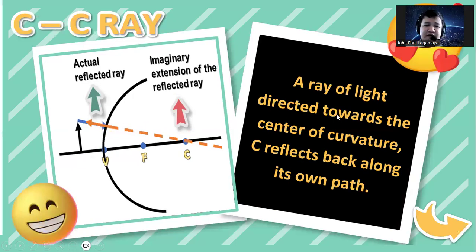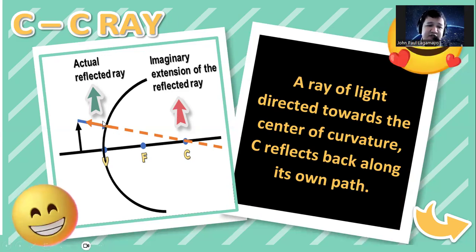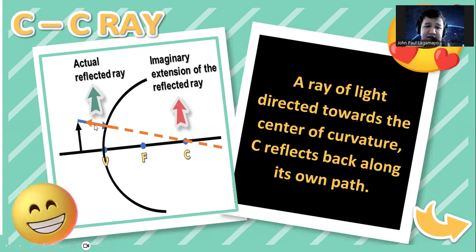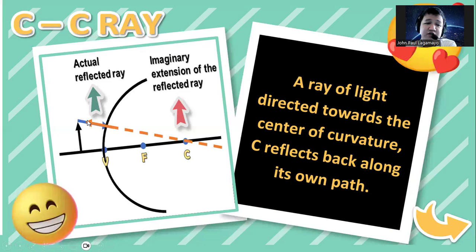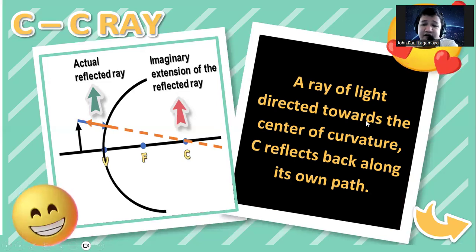And of course, we have here the CC ray, a ray of light directed towards the center of curvature, letter C, reflects back going along its path. So dito po, we have the CC ray. So they are directed towards the C. Dito po magkakaroon tayo ng imaginary, no? Kasi this incident ray cannot pass through directly to the C of a convex mirror. So definitely, they will return back to its original location. So that is what you call as the CC ray for the convex mirror.